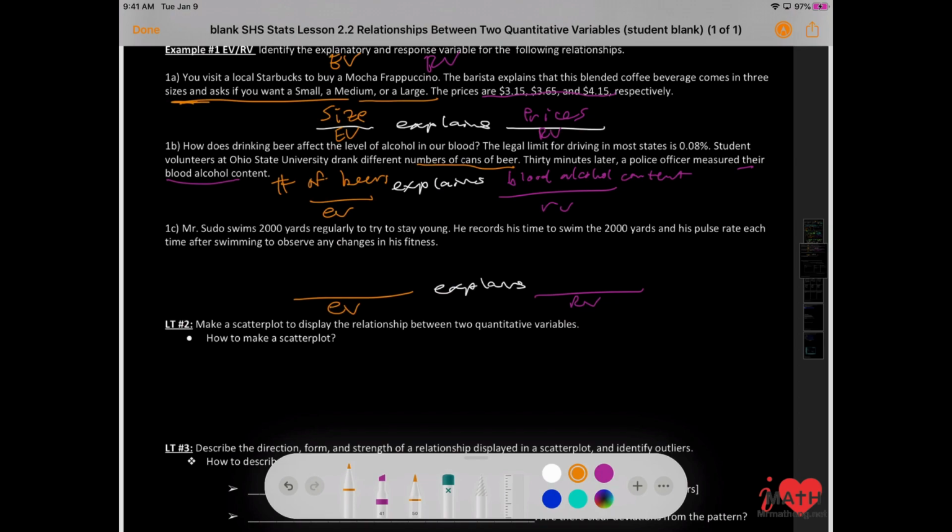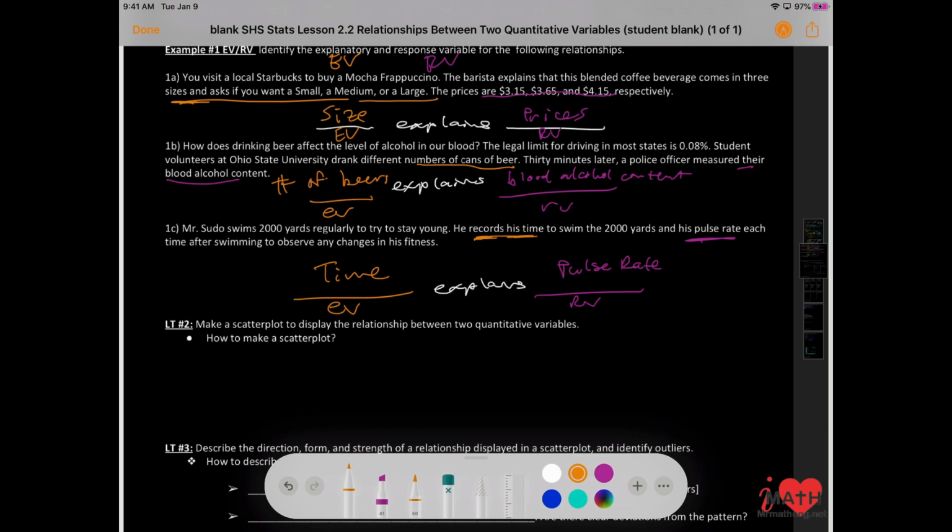Well, something that can go up or high is his pulse rate, right? If he's just casually swimming, or think about it as casually walking, your pulse rate is low. But if you go fast, so he's recording his time. Time explains his pulse rate.